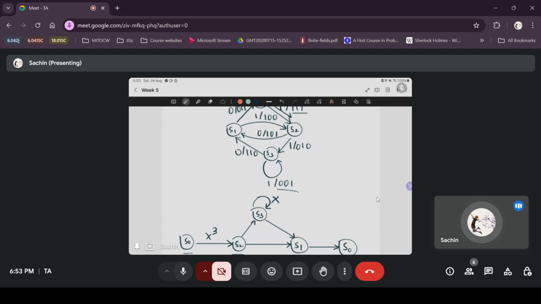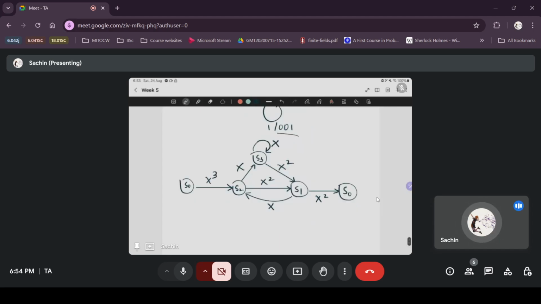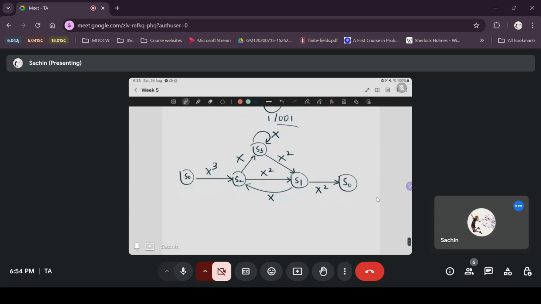Okay, I have filled up the weights. It will take some time to come up on your screen. All right. So once we have filled up the weights, we'll write down all the loops and the gains in a loop. So there are three loops in the circuit. From S3, you can go to S3. That's one loop. The weight of that loop is X.